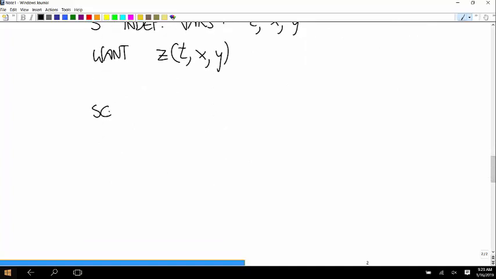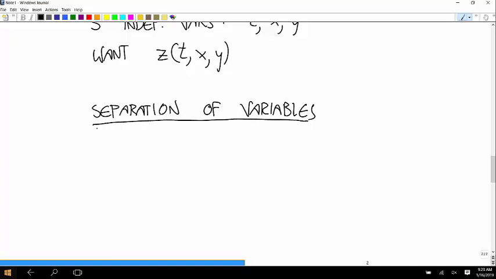Okay, so separation of variables. And even this gets a little confusing because there's a partial differential equation technique called separation of variables that's unrelated to this. It's just those are the names that are chosen.